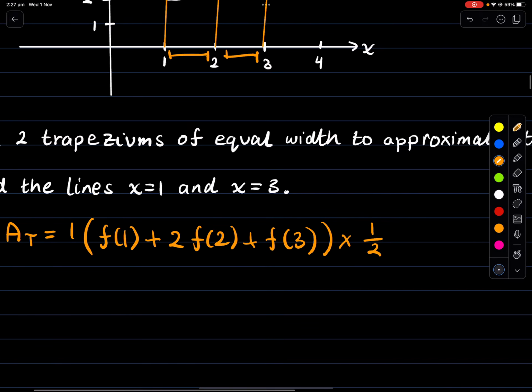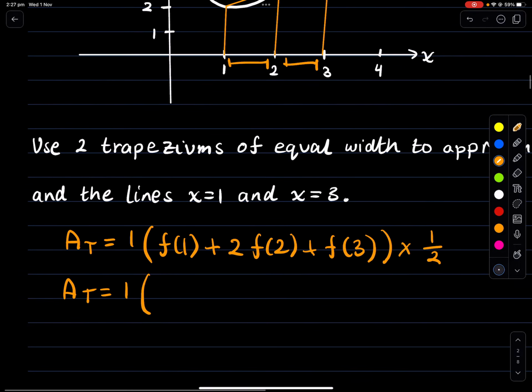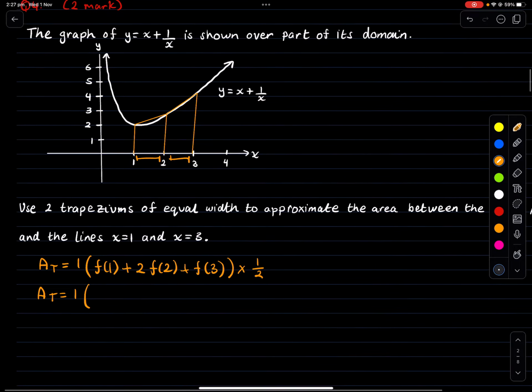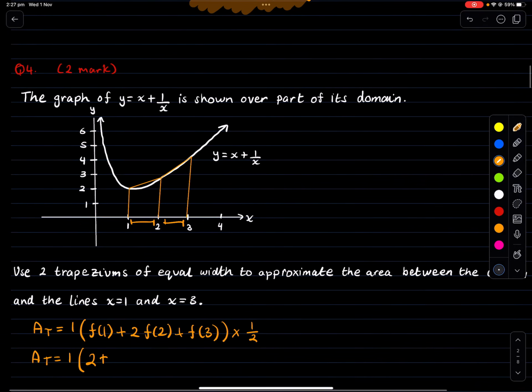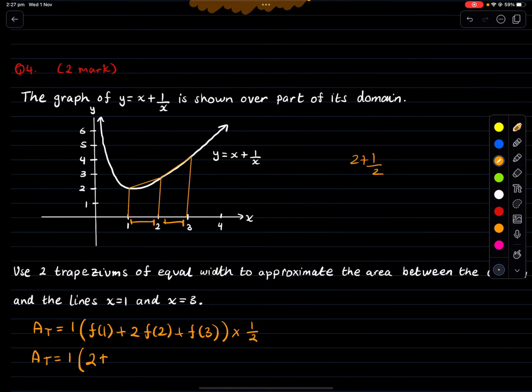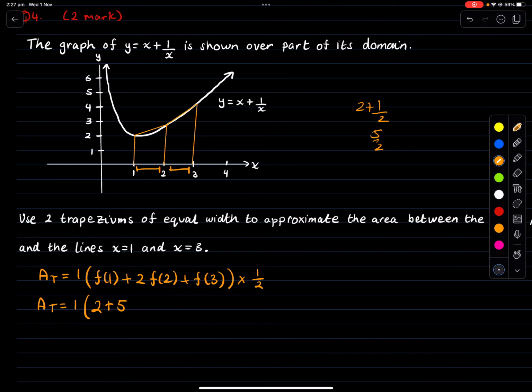So, all right, we get this, and so we can say that A on T is 1. What's f of 1? Well, luckily we have the equation, so it's 1 plus 1, so it's 2, as you can see. Plus, if you put 2, so 2 plus 1 over 2, which is 5 on 2, and times that, so that'll be 5 actually. That's good. What about f of 3? So 3 plus 1 on 3, 10 on 3. So this will be plus 10 on 3.